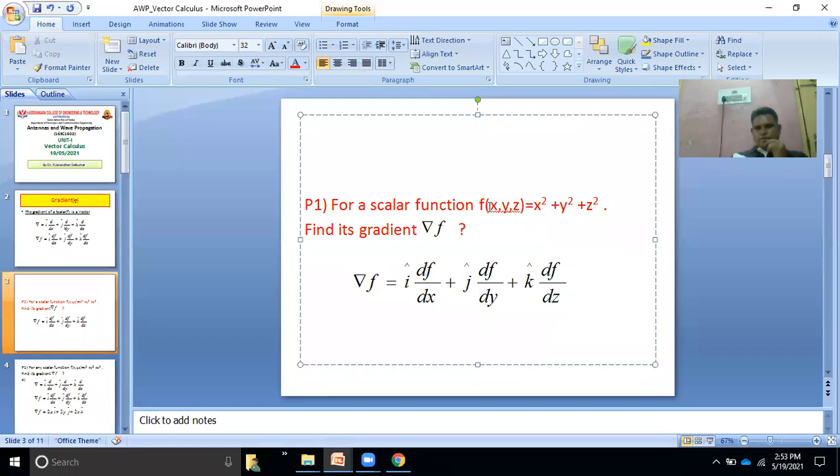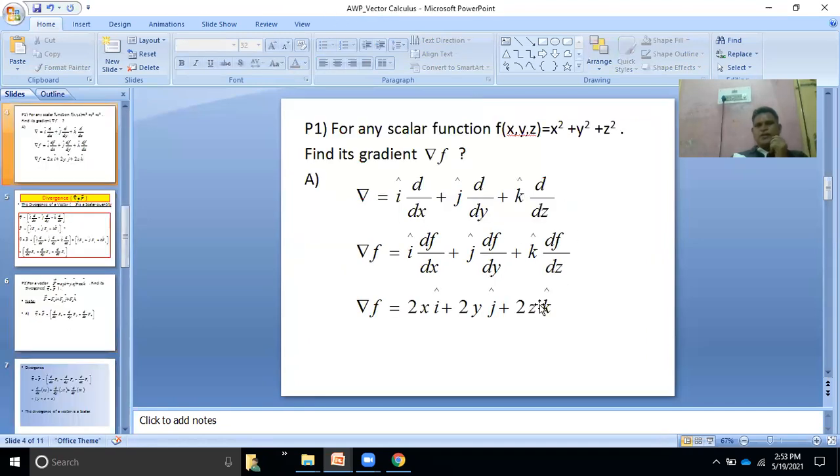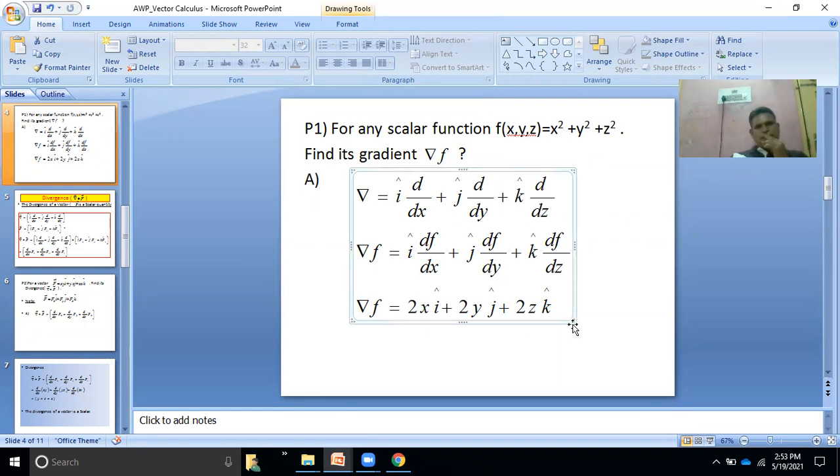2x i plus 2y j plus 2z k. It's very simple, right? If you differentiate the function f with respect to x, the other two terms are 0, and we get only 2x. Then j times del f by del y, which is 2y. Similarly, 2z. Therefore, the gradient of any scalar, and here this is a scalar function, is a vector. You have to remember this first principle.